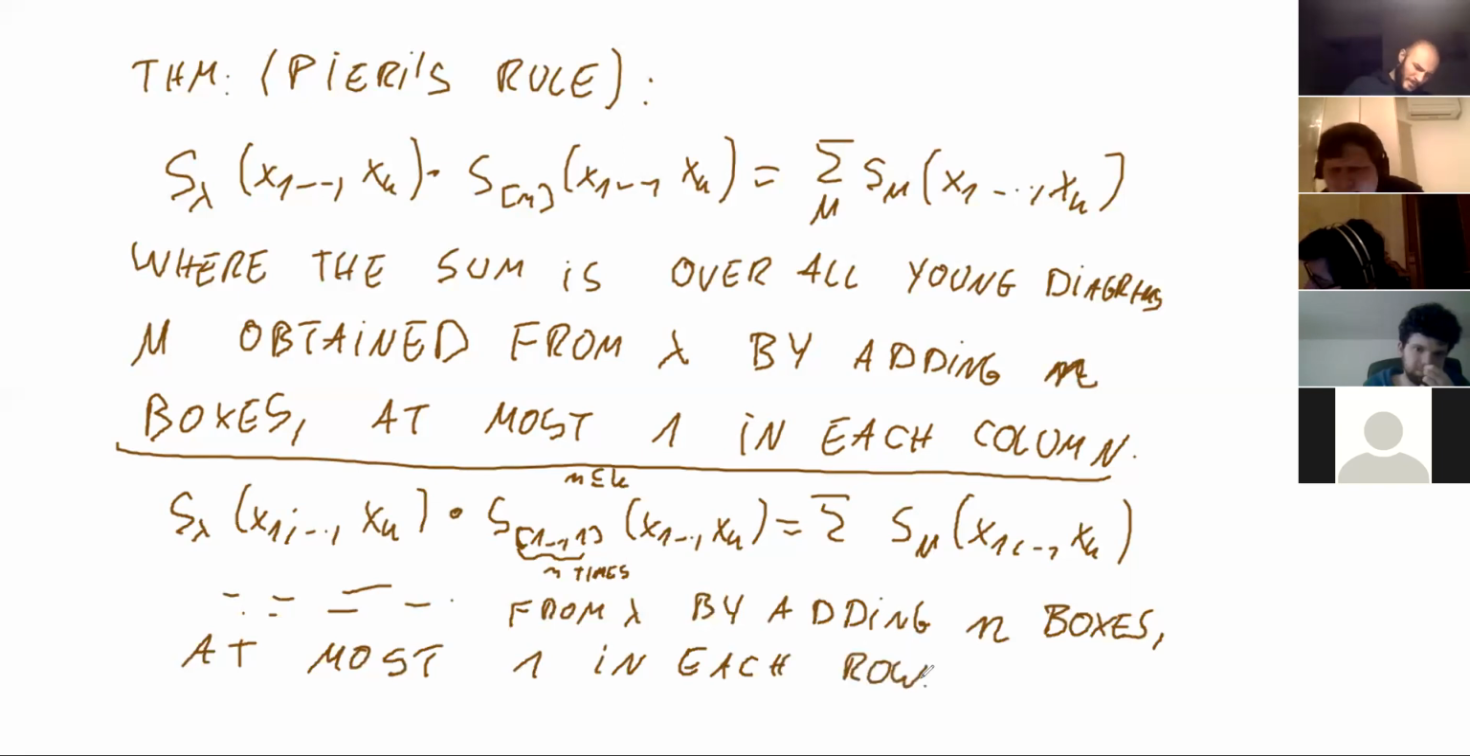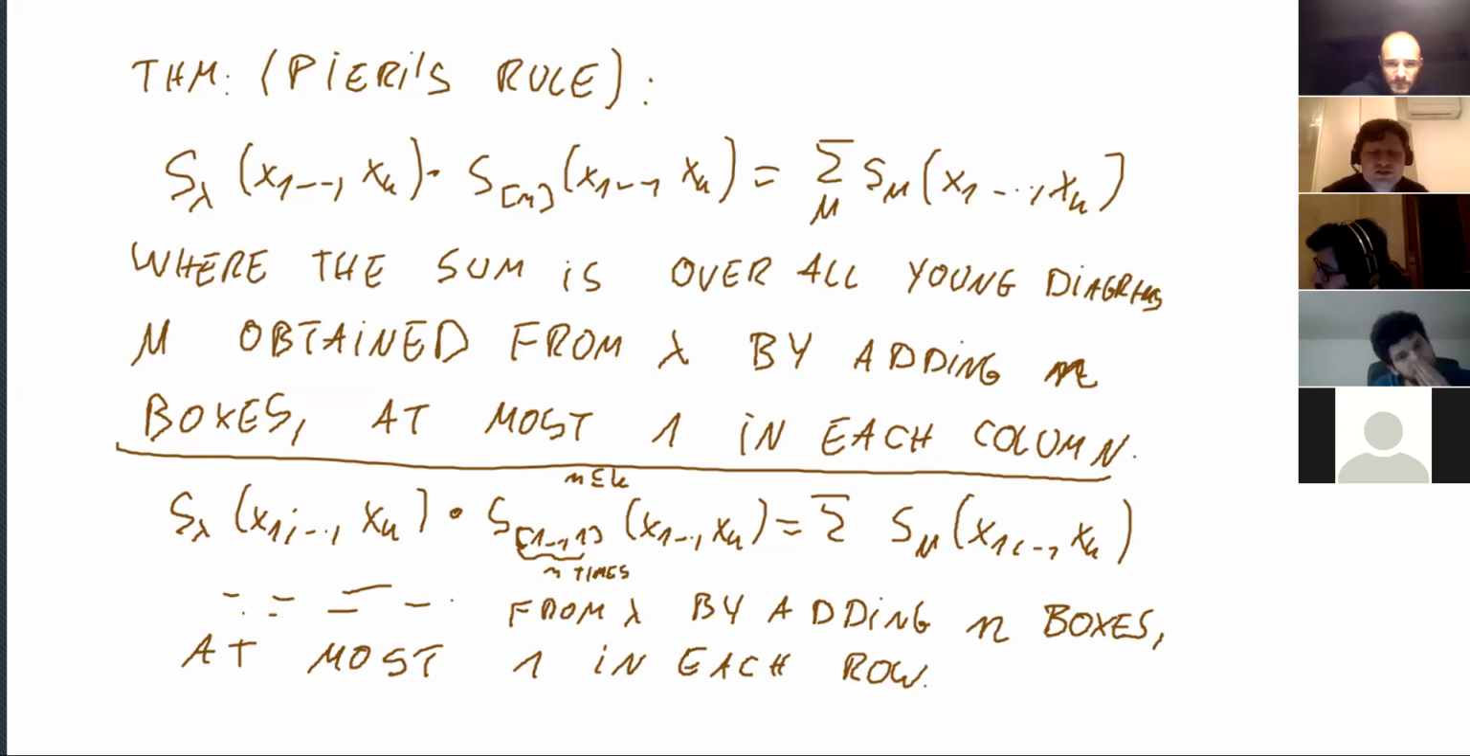Okay, and we will finish with an example. So, sorry, 5 seconds. Okay, so this is the Pieri rule. It tells you how to multiply special Schur polynomials.